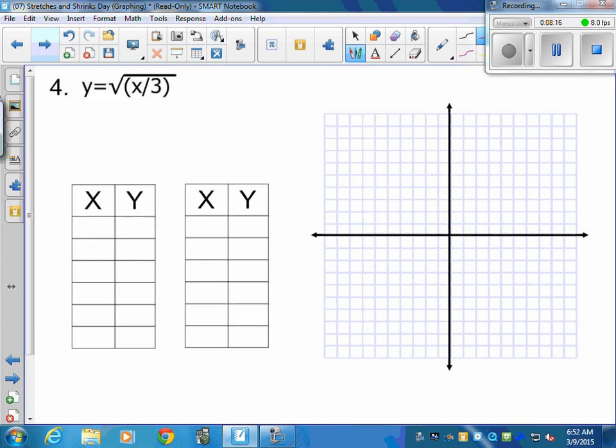Okay, another horizontal operation. We've got the divided by 3 on the inside. Okay, remember that head shake rule. We're not going to trust what we see there. So this is actually going to be a horizontal stretch by a factor of 3. Okay, so it's always on the inside. You're doing an inverse operation.